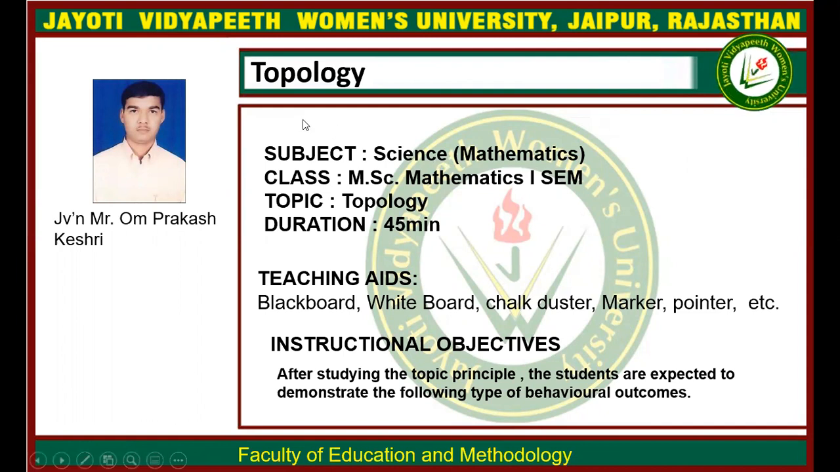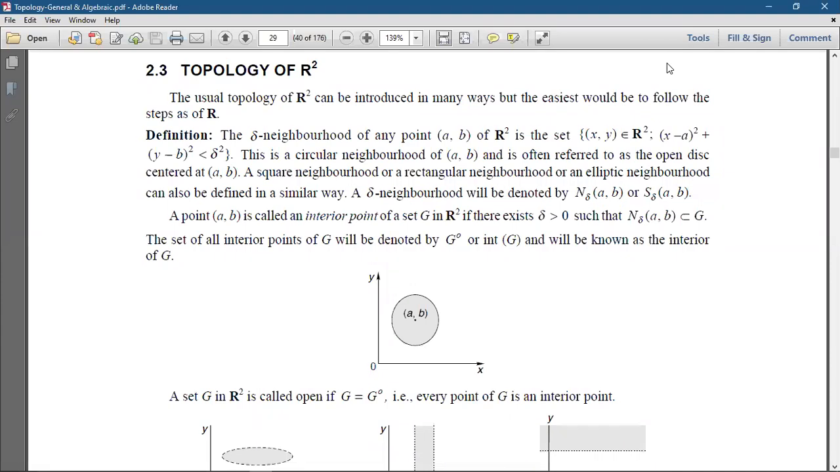Today I will discuss the topology of R square. In your previous classes, you saw the topology of R. The usual topology which we have discussed for R can be introduced in many ways, but the easiest is to follow the same steps as for R. That means in the same manner, but with a little bit of difference.